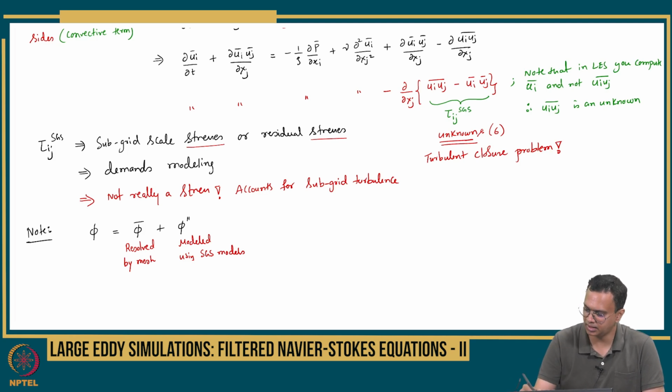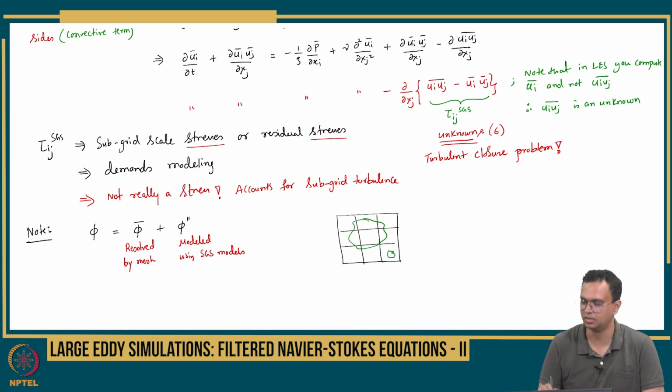We can just take an illustration like this. Let's say I'm taking a simple mesh, and I have one big eddy here and then one tiny eddy here. The bigger one is captured by this mesh. The mesh is smaller than the size of the eddy, so that is being resolved. This particular eddy is smaller than the mesh, so this is SGS, and this is resolved. This is SGS modeled.